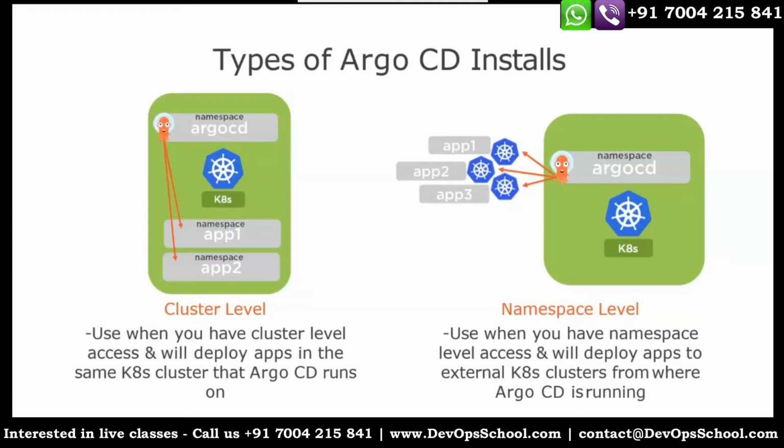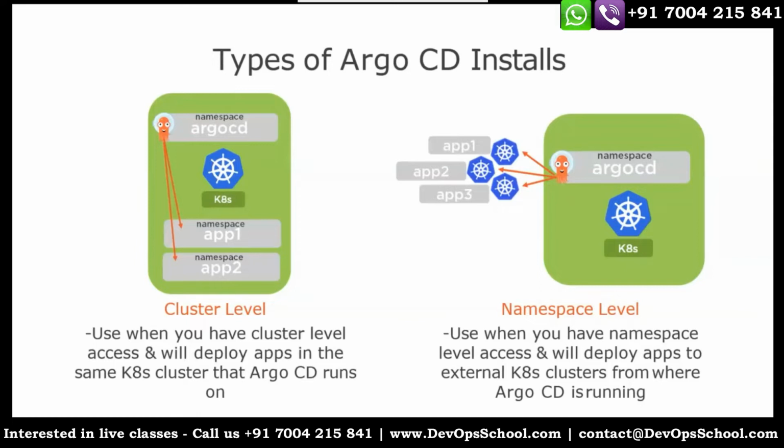Now namespace level means you have one Kubernetes cluster for Argo CD, and using that you can deploy apps in a different cluster. That is called namespace level. Look at this. You are using Argo CD and deploying app one in a different cluster, app two in a different cluster, app three in a different cluster. That is called namespace level of deployment. Make sense?